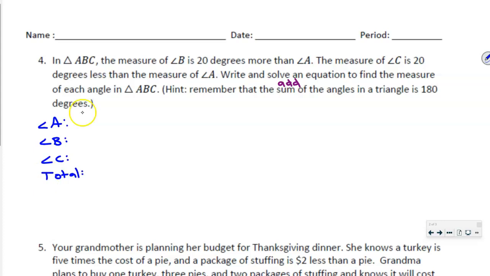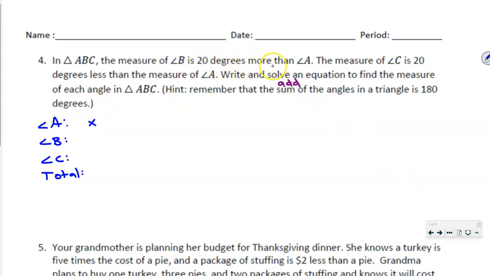Again, as I'm trying to figure out where the variable goes, should the variable represent angle A, B, or C, I'm going to look and see if there's any clues. Measure of angle B is compared to measure of angle A. And the measure of angle C is also compared to the measure of angle A. So that's a good indicator that angle A should be x.